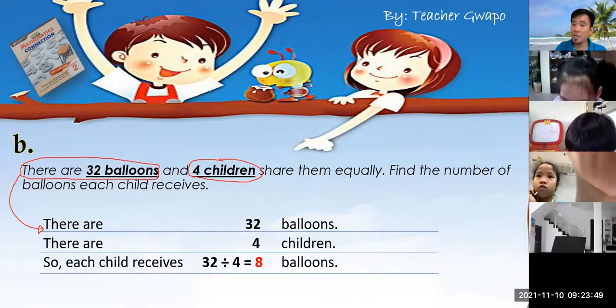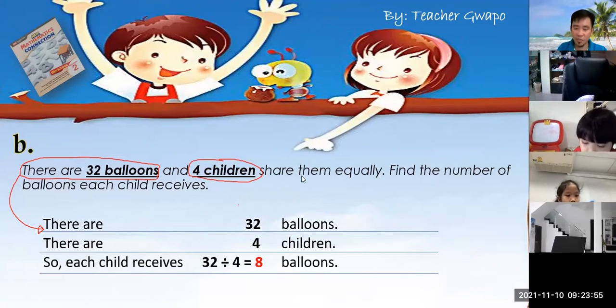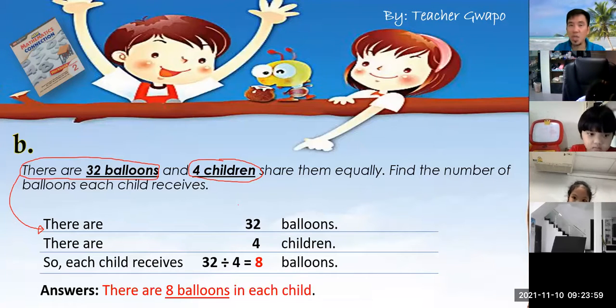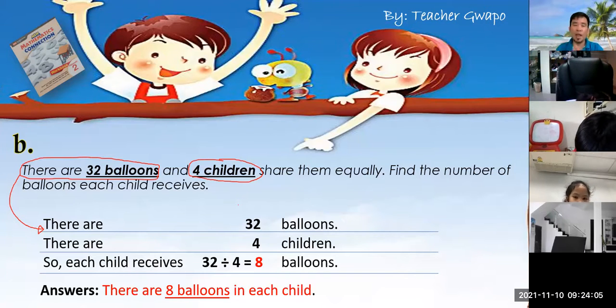So therefore, each child receives 8 balloons, okay? This is the answer. So there are 8 balloons in each child, or each child receives 8 balloons. So it's very easy. That's it.